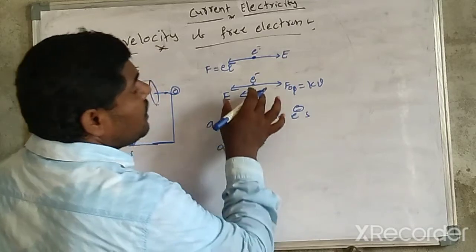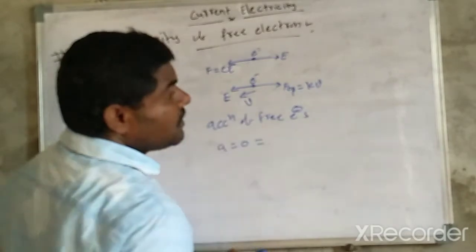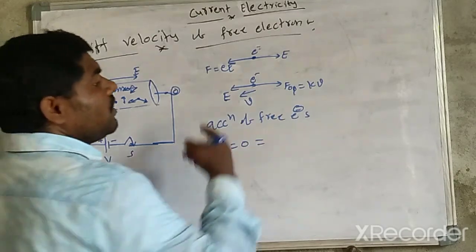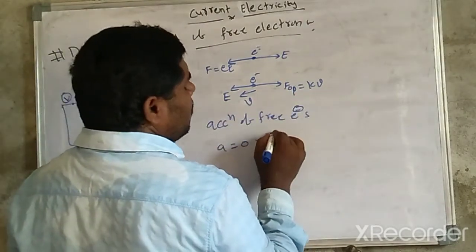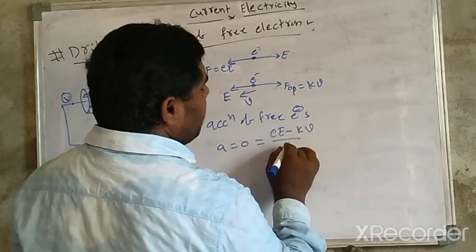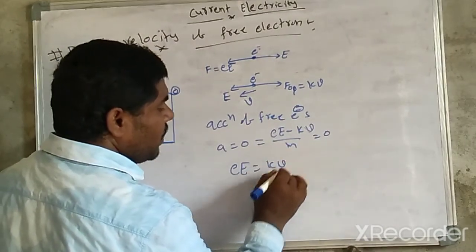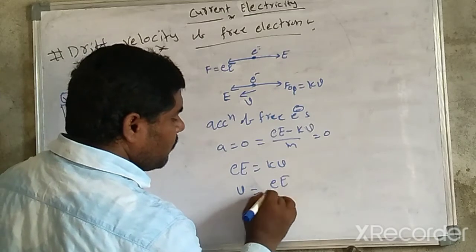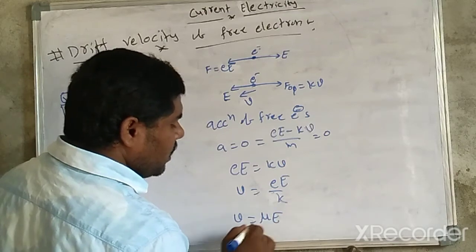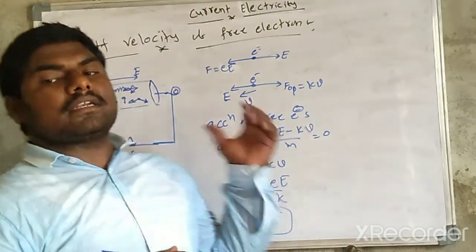According to Newton's equation of motion, the force is eE, and the opposing force is kV. So (eE minus kV) divided by m is equal to 0. From this, eE is equal to kV, so V is equal to eE divided by k. So V is equal to mu into E. Here mu is the mobility of the free electron in this conductor or material.